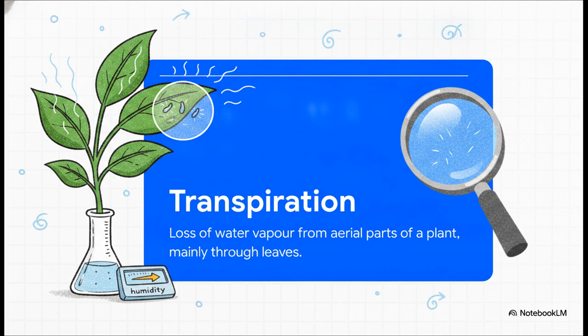Because when a plant loses water, it's not sweating, right? It's undergoing a process called transpiration. Transpiration is simply the loss of water vapor from the aerial parts of a plant, and that mainly escapes through these tiny microscopic pores on the leaves called stomata. So to solve our question, we essentially need an instrument that acts as a biological detective to track this invisible vapor as it escapes into the air.